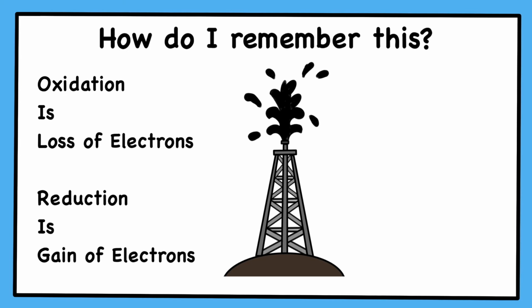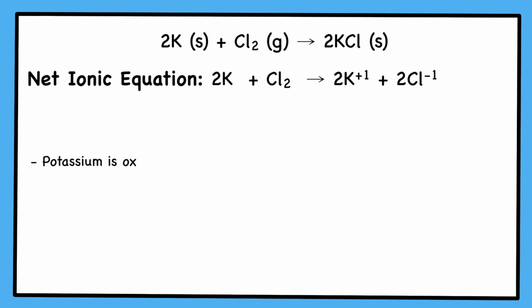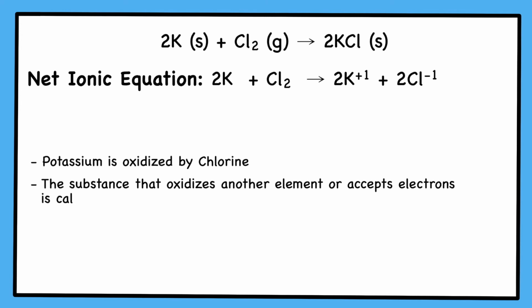If we take the synthesis of potassium chloride, the reaction would read as follows: 2K solid plus Cl2 gas yields 2KCl solid. We could state that in this reaction, potassium is oxidized by chlorine, which would be useful because it clearly identifies both the substance that is oxidized and the substance that does the oxidizing. The substance that oxidizes another substance by accepting its electrons is called an oxidizing agent.